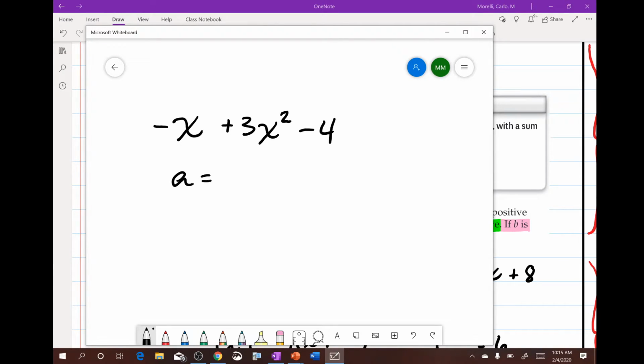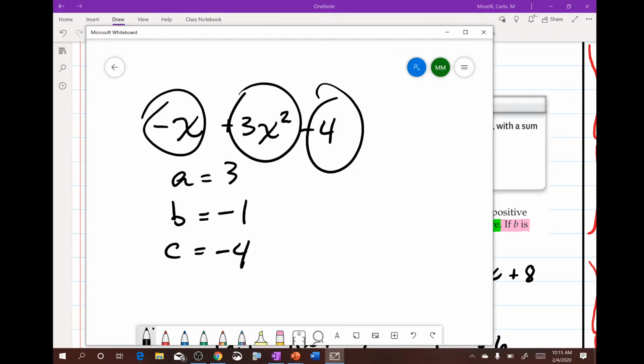What's the a value? Who said 3? Correct. What's the b value? What's the c value? So you see, it doesn't matter where they're located. You can find those values.